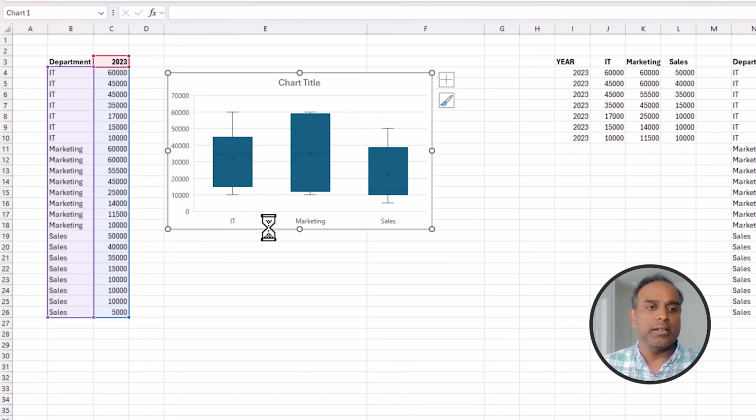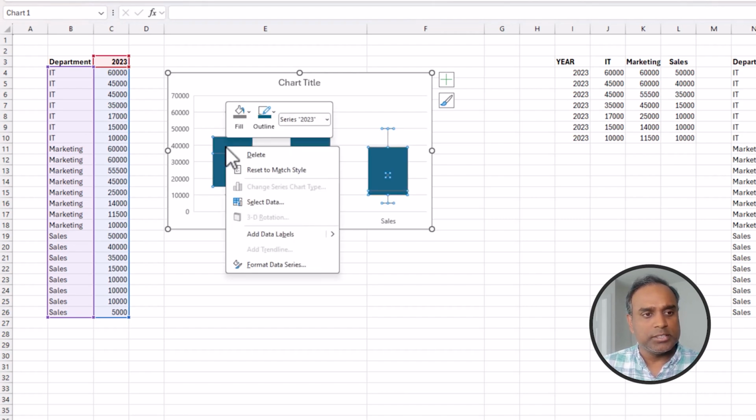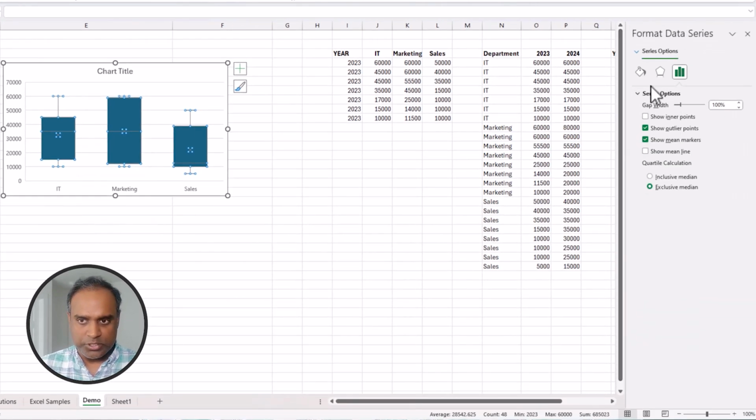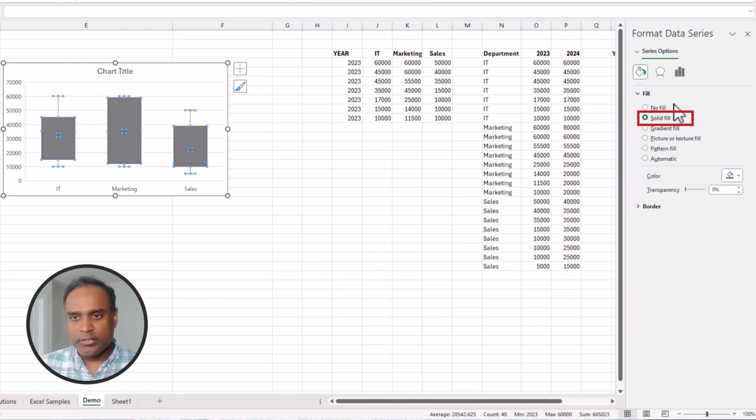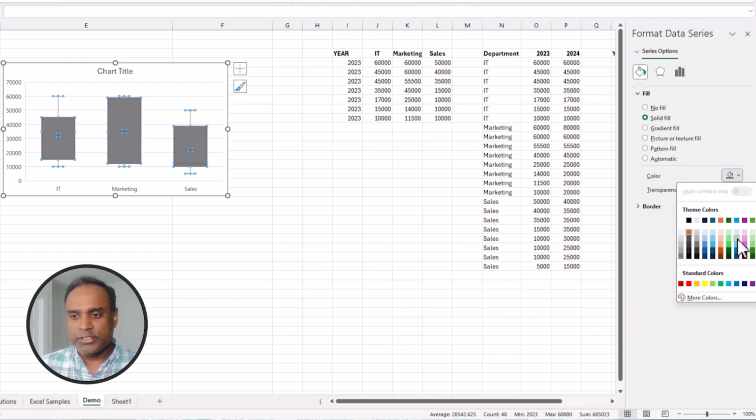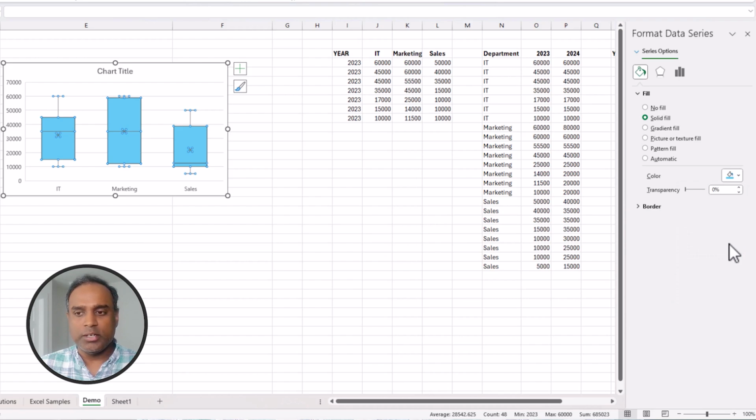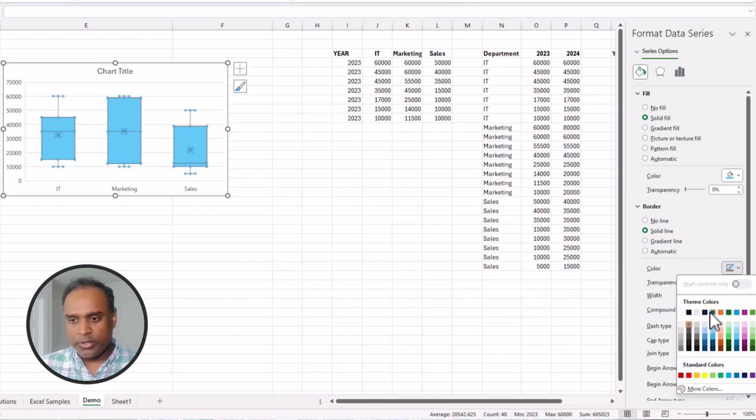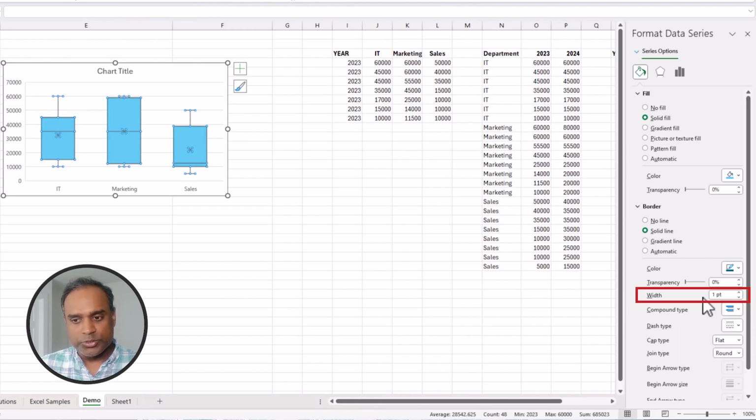So now we have created the box plot. And so let's say, for example, to customize this, you can right click and do Format Data Series, and this option opens up. And first, let's do the color. So I can go to Fill, change the color to the color that I want, and then I can also put a border line. So the border line, you can choose and also change the width of the border line if you'd like to see.